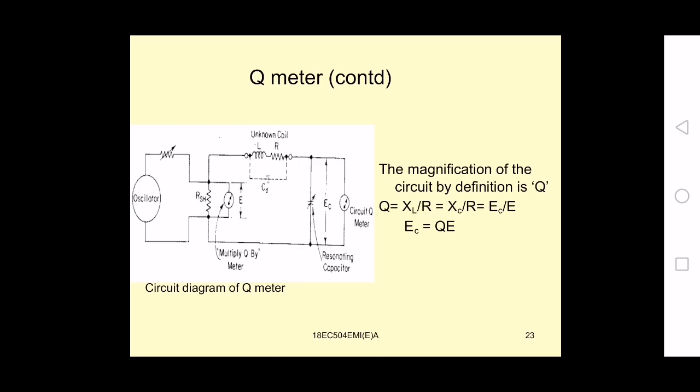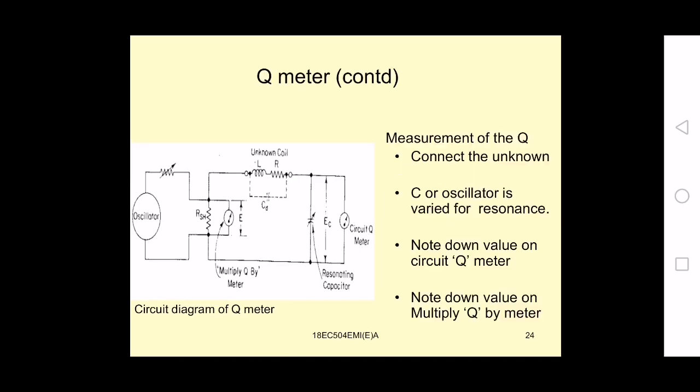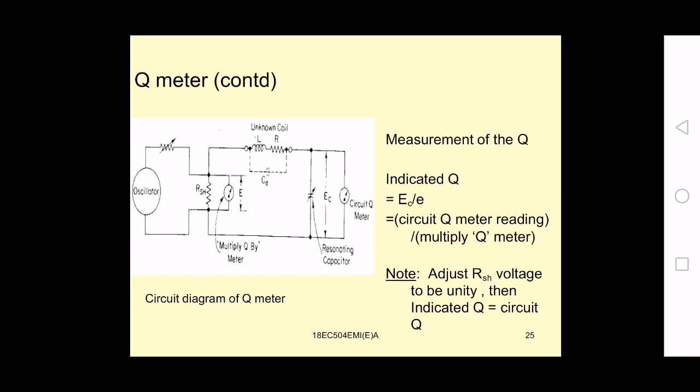So EC will be measured across the circuit Q meter, but the actual Q will be higher than this circuit Q due to the losses in the resonating capacitor, the oscillator and the voltmeters. For measurement of Q, connect the unknown, and note down the value on the multiply by Q meter. The indicated Q will be EC by E, the circuit Q meter reading by the multiply by Q meter. Adjust the RSH voltage to be unity, then the indicated Q will be equal to circuit Q.